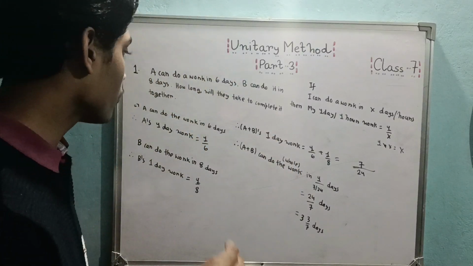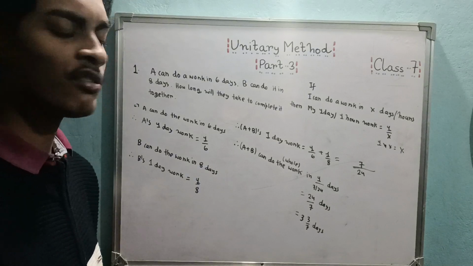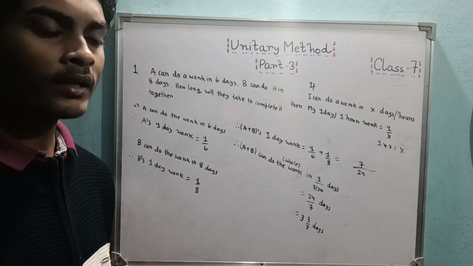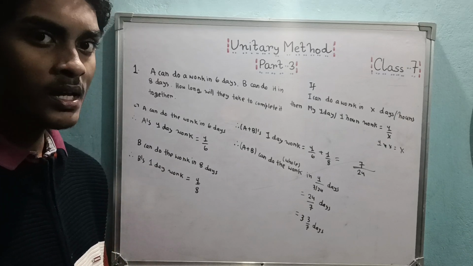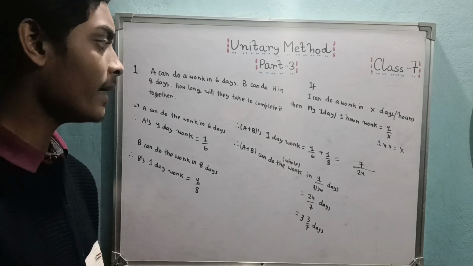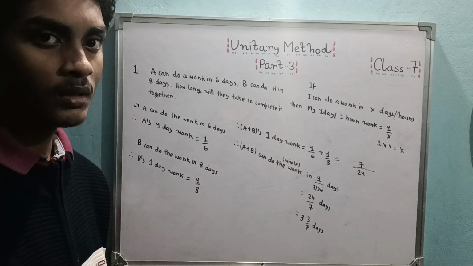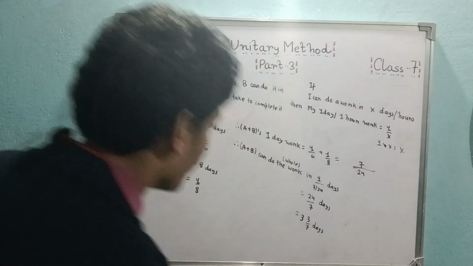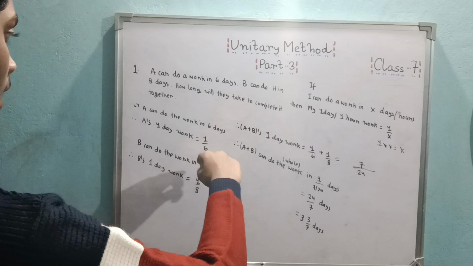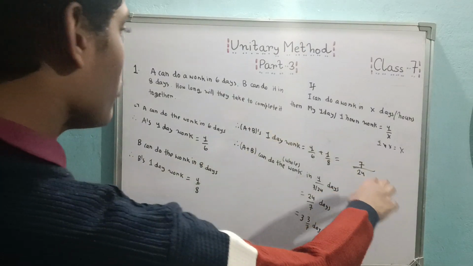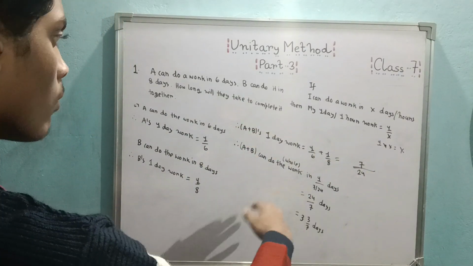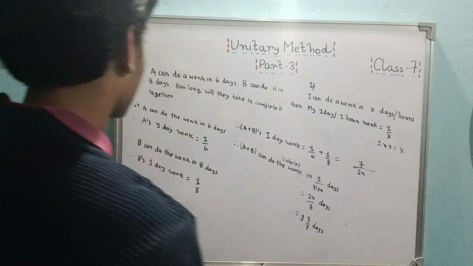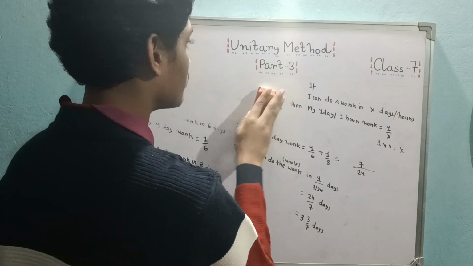So that's the way. You have to first find their 1 day or 1 hour work. Then you add their 1 day or 1 hour work to get their together 1 day or 1 hour work, and then just take the reciprocal to find the time for the whole work done by them. It's just as simple as that. You can just observe it. If you get up to this part by finding the 1 day work of each of them, adding them to get their together 1 day work, then the whole work is done in the reciprocal number of days. That's as easy as that. Okay. Let's see the next one.